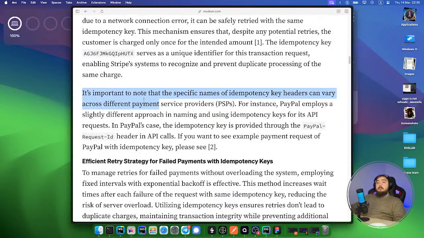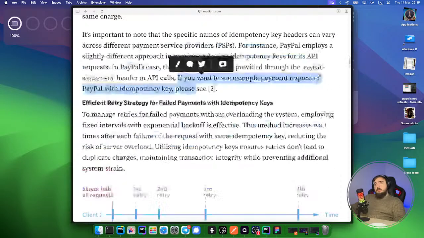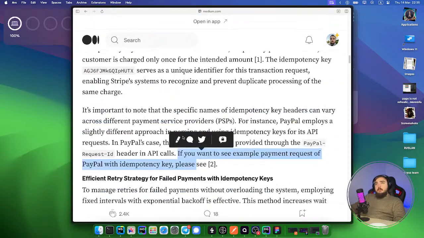Yeah, of course, it's important to know the specific name of idempotency key headers can vary across different payment service providers. For instance, PayPal employs a slightly different approach in naming and using the idempotency key for its API requests. In the PayPal case, the idempotency key is provided through the PayPal-Request-Id header in API calls. If you want to see an example payment request of PayPal with an idempotency key, please see the second one.